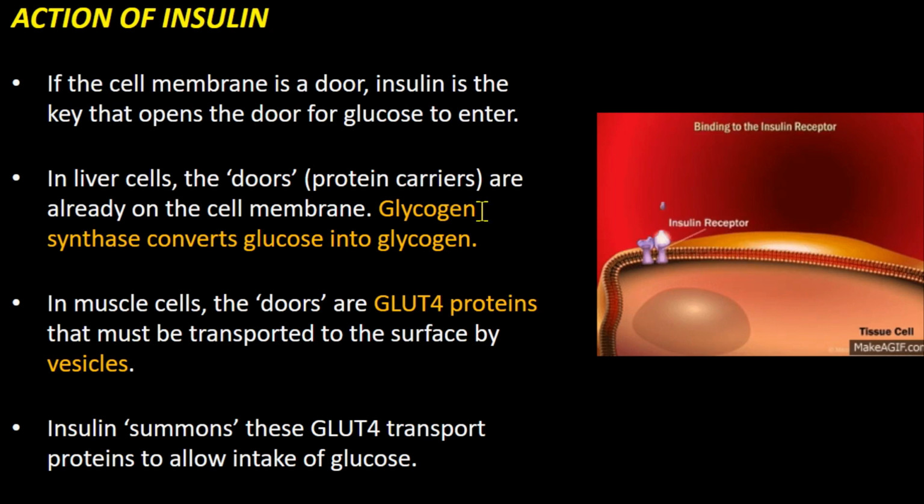In liver cells, the doors, which are the protein carriers, are already on the cell membrane, so it's simple. There's an enzyme called glycogen synthase, and that's going to convert glucose into glycogen. In muscle cells, it's a little different. The doors are GLUT4 proteins, and when insulin binds to the receptors, those doors have to be transported via vesicles to the cell membrane, and then these proteins appear on the cell membrane. They open, and then glucose can enter. So think of it as insulin summoning the GLUT4 transport proteins to allow intake of glucose.